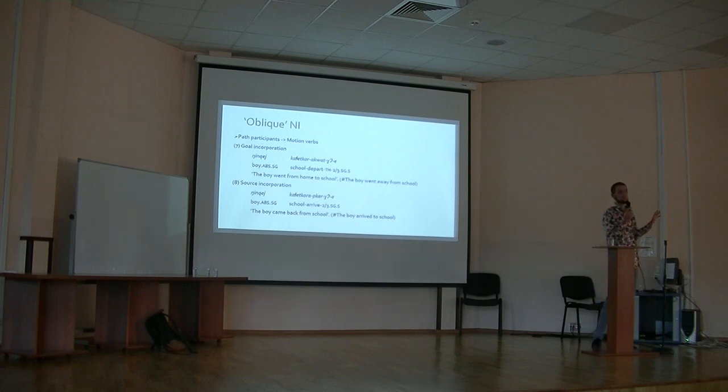There are many different patterns of incorporation of oblique participants in intransitive verbs. We'll discuss today only, in some detail, the incorporation of path participants in motion verbs. There are some motion verbs in Chukchi which allow the incorporation of either source or goal. And the important thing for us is that some groups of verbs prefer either goal or source arguments for the incorporation.